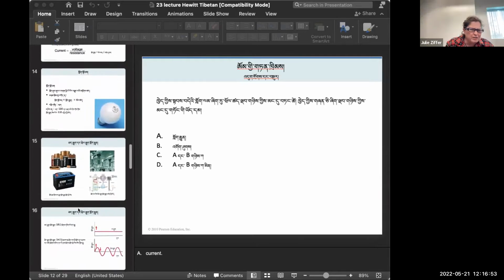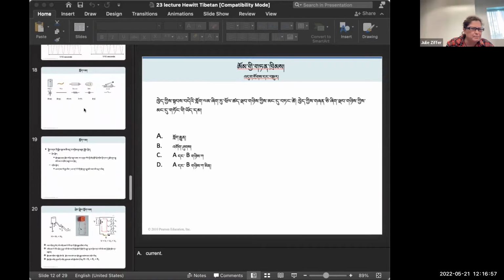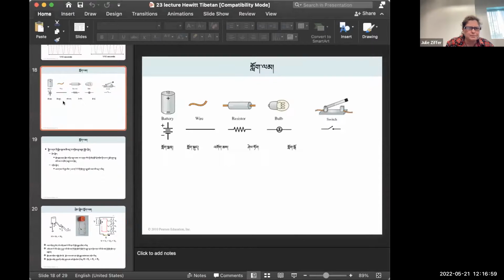Okay, so now I'm skipping a little bit because we're running out of time. But now what I want to do is talk about a circuit a little bit. So I just want to review these symbols.